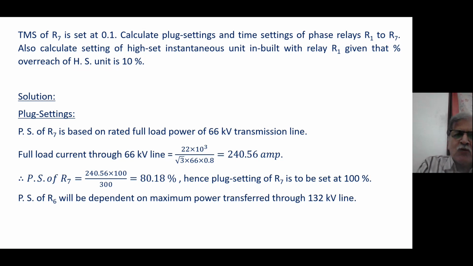Had it been a numerical relay, I would have been able to go to 81%. But right now I do not jump to that. I think of our normal, conventional relays in which the setting range is 50 to 200% in steps of 25%. So the next availability from 80.18 is only 100. So my plug setting of R7 is 100%. Done.